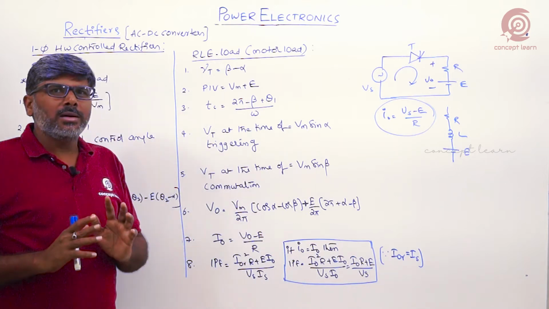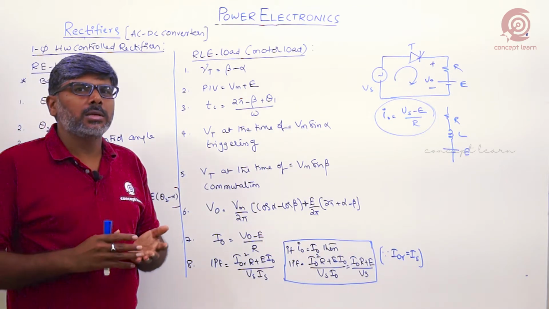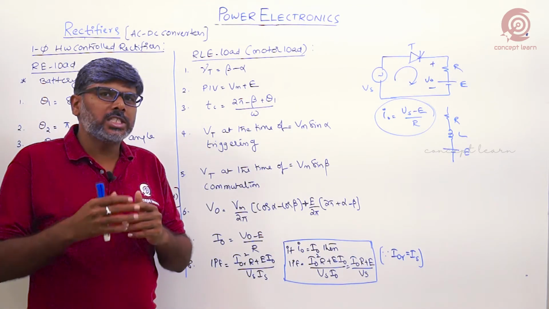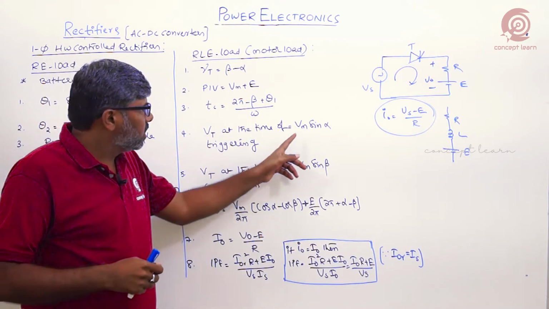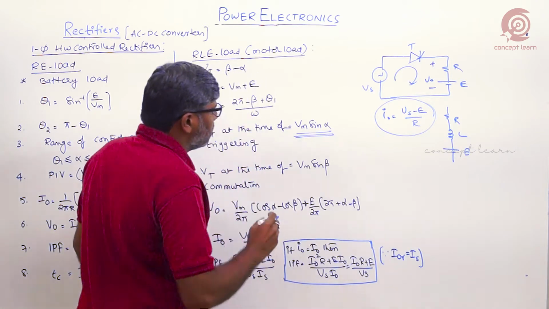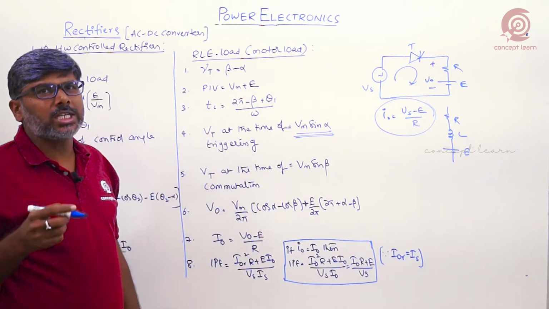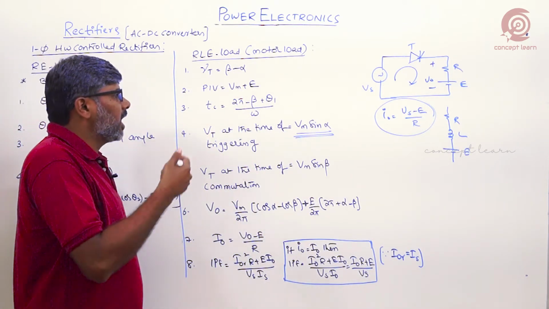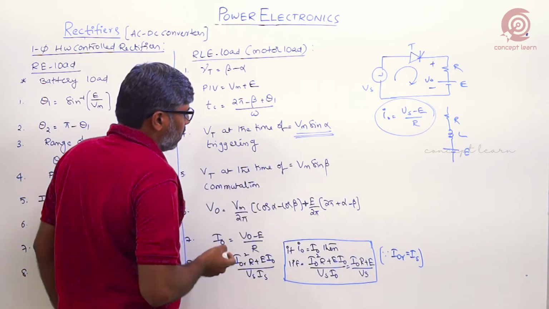And what is the voltage across the thyristor at the time of triggering, when the SCR goes to trigger? That is Vm sin alpha. A very important thing is the voltage across the SCR at the time of triggering. At the time of turn on, it is Vm sin alpha.